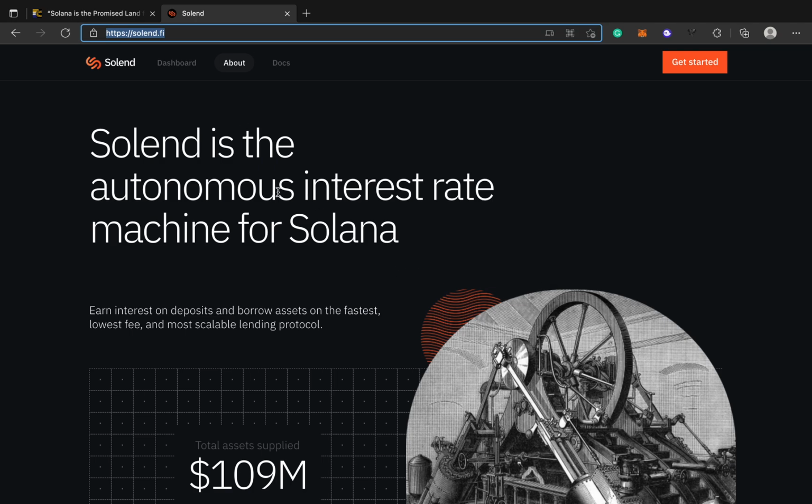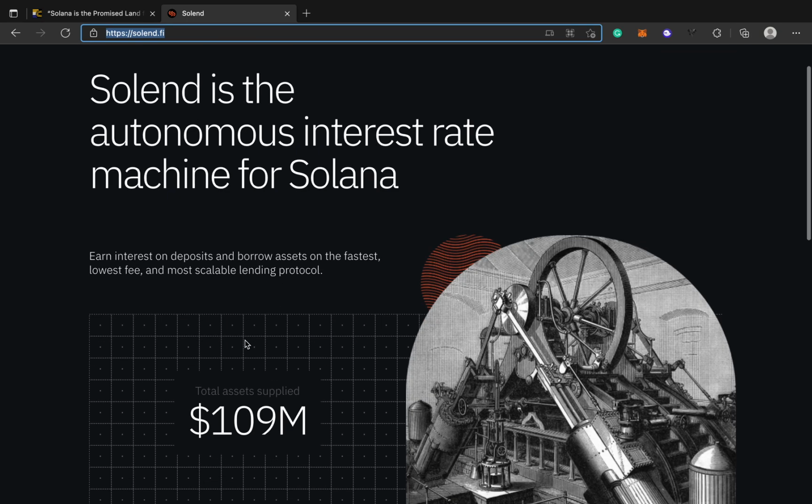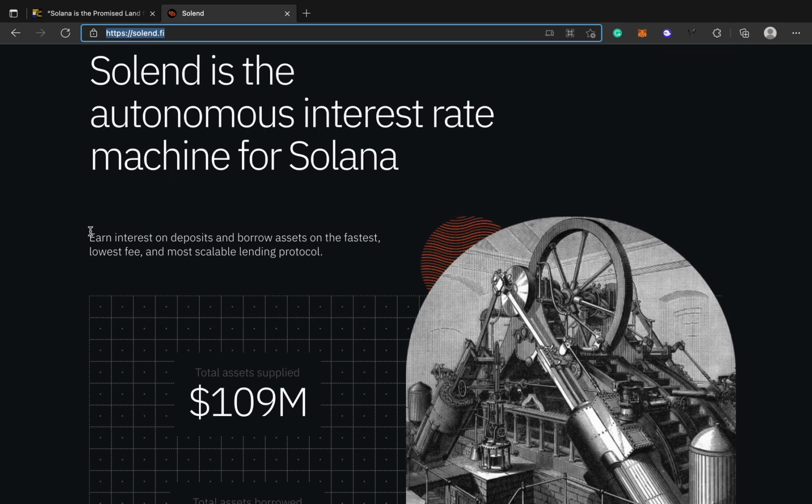So I was talking about Solend.fi. This is Solend. It's an autonomous interest rate machine for Solana. Basically, it's a protocol where you can deposit and borrow assets on the Solana blockchain. So you can earn interest on deposits and borrow assets on the fastest, lowest fee and most scalable lending protocol.